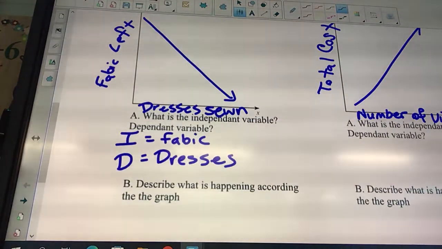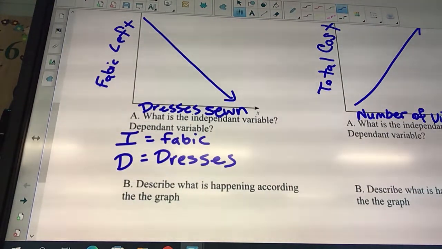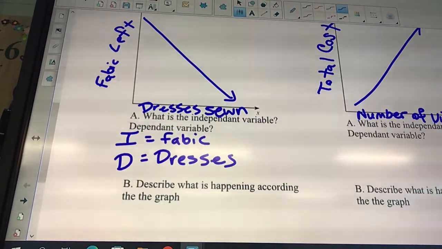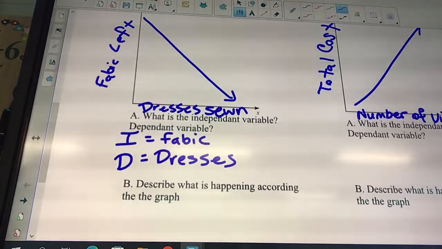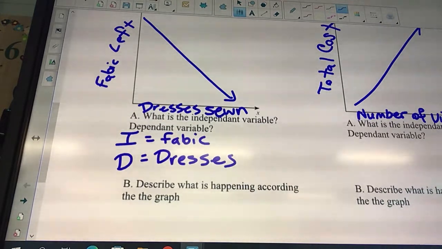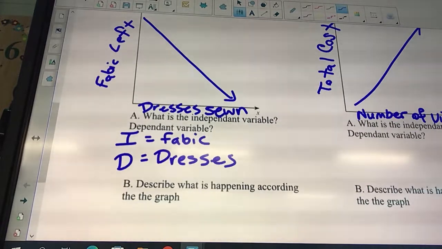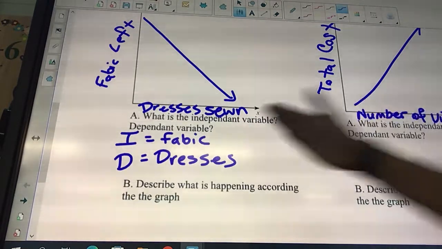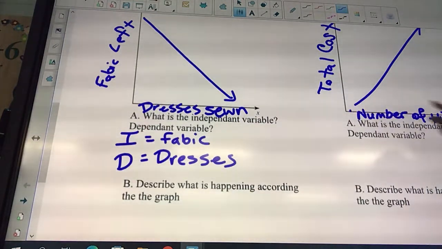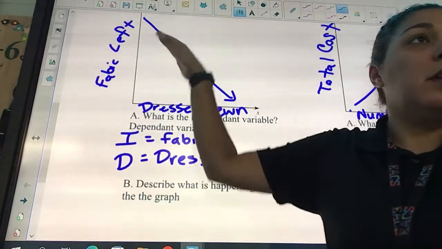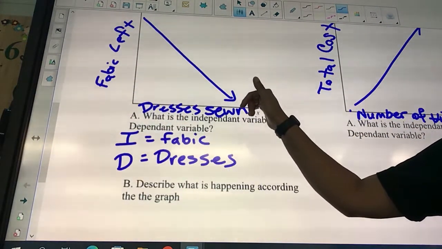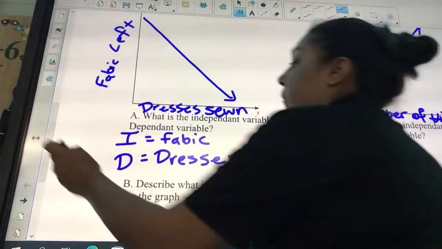Okay, describe what's happening in the graph. You should have 4 words. Dresses, fabric, and then what each of them is doing. So is our dresses increasing or decreasing? Decreasing. You guys are looking at it backwards. This one's always going to be increasing. The more dresses sewn, the more number of visits, because the only way it can go is up. This one can go up or down. So the more dresses sewn, what's happening to our fabric? The less fabric.